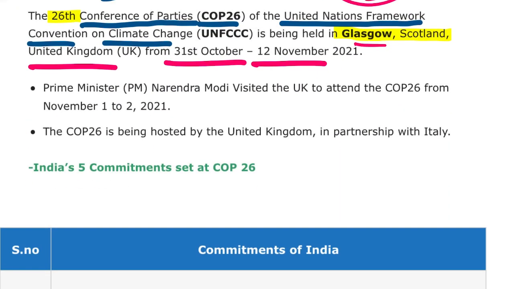All right. Prime Minister Narendra Modi visited the United Kingdom to attend COP26 during this time period. COP26 is being hosted by the United Kingdom in partnership with Italy. Now the location is Glasgow, Scotland, and the country's name is the United Kingdom. If asked that the United Kingdom is organizing or hosting COP26 along with which country, it is Italy.